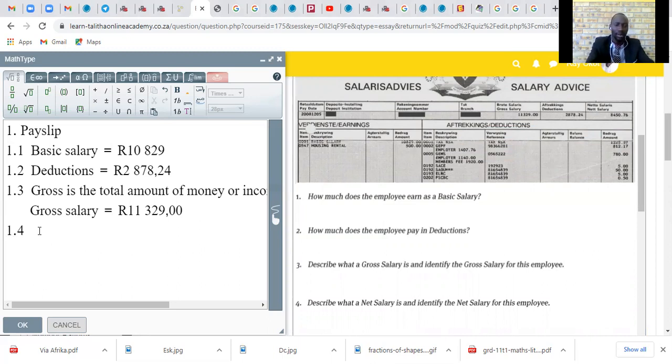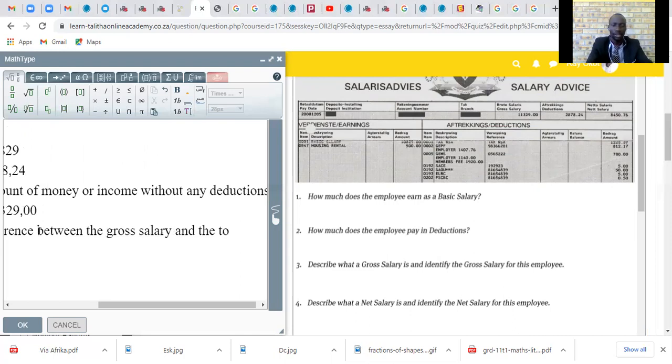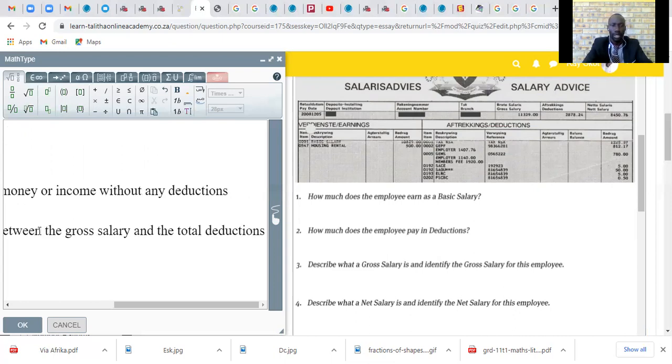So we say net salary is the difference between the gross salary and deductions. Yeah, that is what we call the net salary.